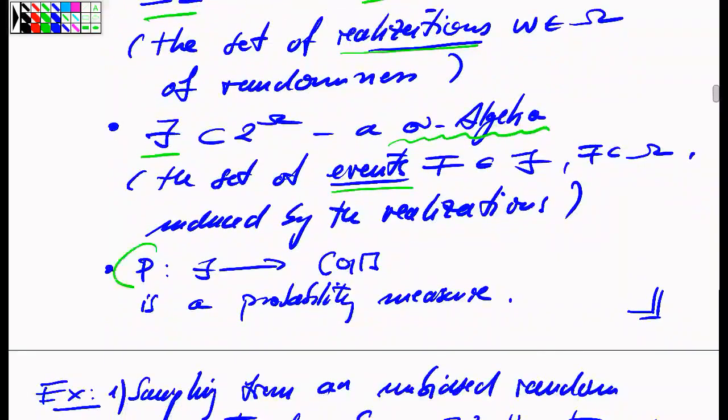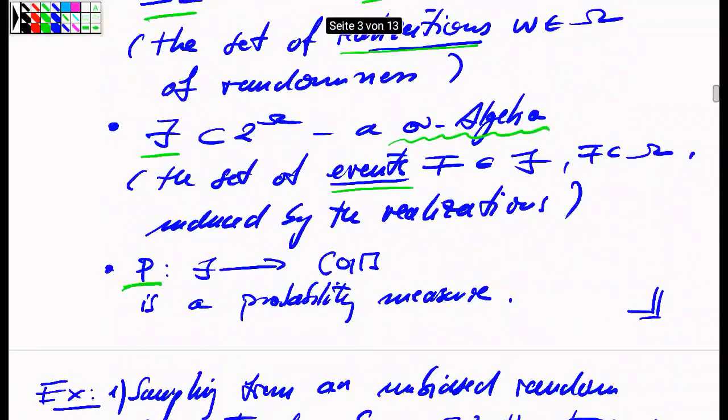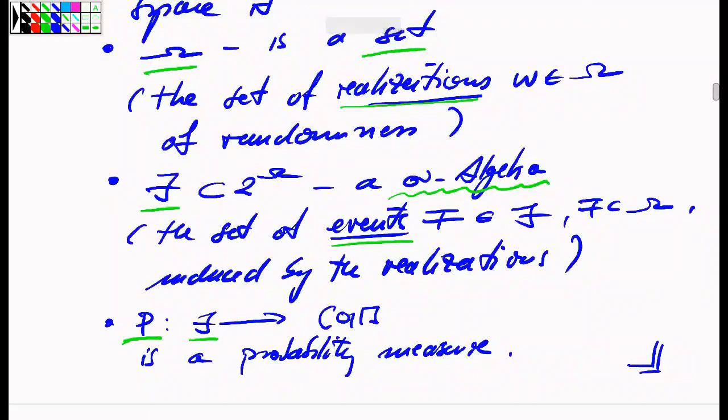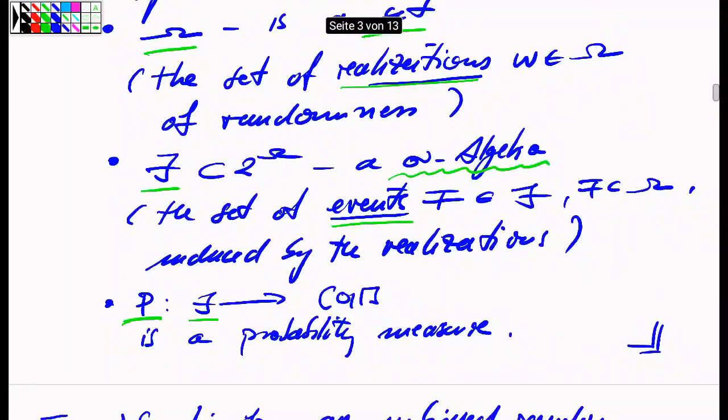And finally, P, the third ingredient of a probability space, is a function which assigns to every event a number between 0 and 1, which is interpreted as the probability for this event to occur. We will give examples below for this triple, but let me try to explain once more the meaning of these three elements.